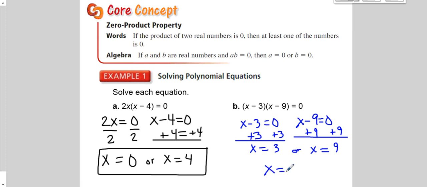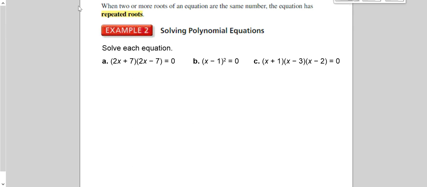X equals 3 or x equals 9. You can also write it like this. Notice there's no parentheses though, they're both x's. We'd only put parentheses around an x and y pair. So x equals 3 and x equals 9. When two or more roots of an equation are the same number, the equation has repeated roots. Oftentimes we'll call them double roots if it happens twice.